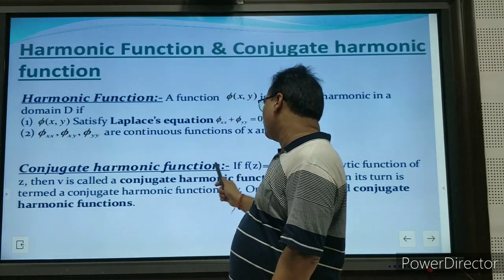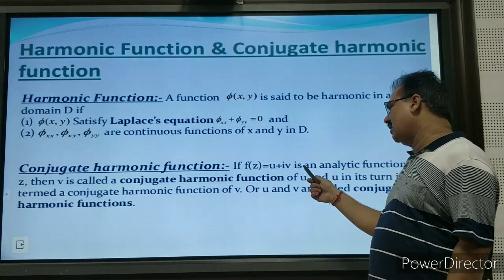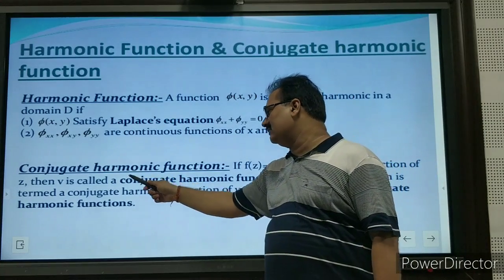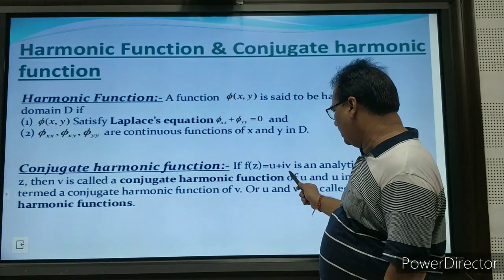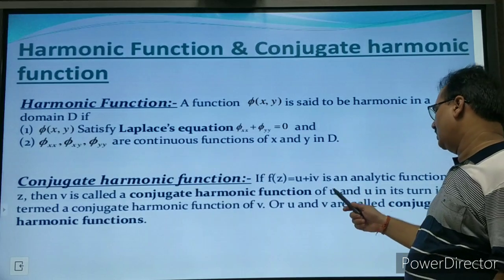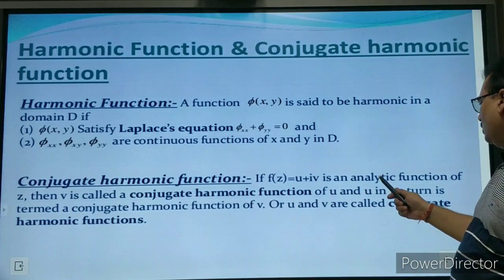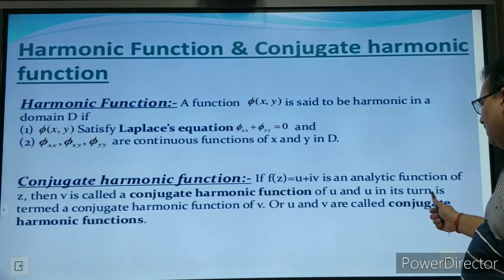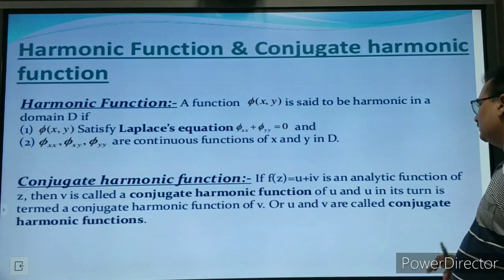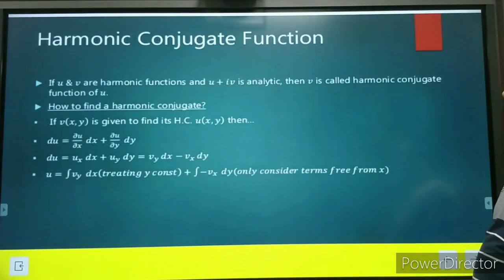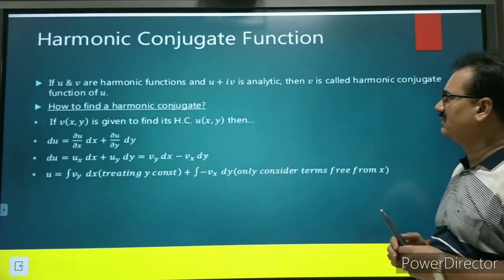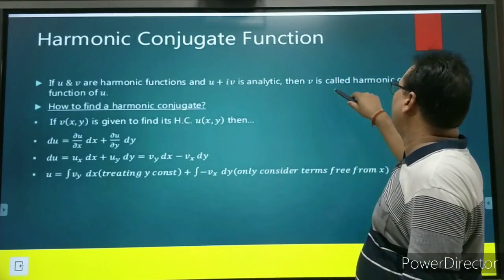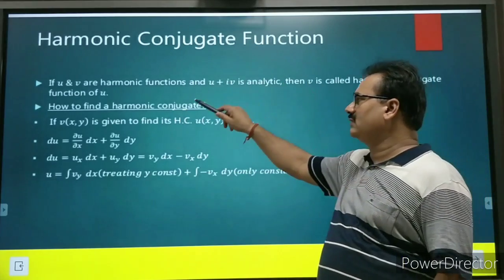Then conjugate harmonic function means: f(z) equal to u plus iv is an analytic function of z, then v is called a conjugate harmonic function, and u and v are called conjugate harmonic functions. So now, what is the harmonic conjugate function? If u and v are harmonic functions and u plus iv is analytic, then v is called the harmonic conjugate function of u.